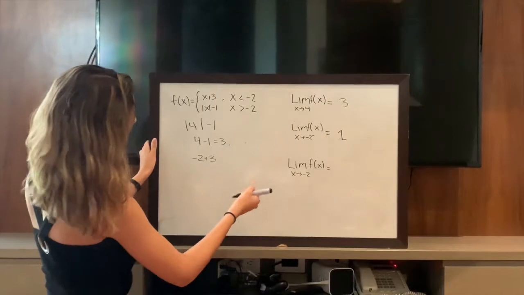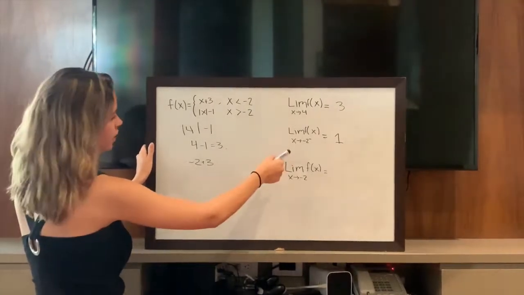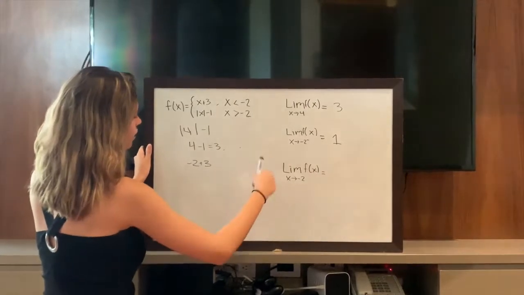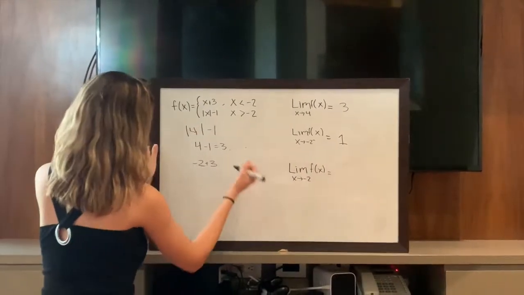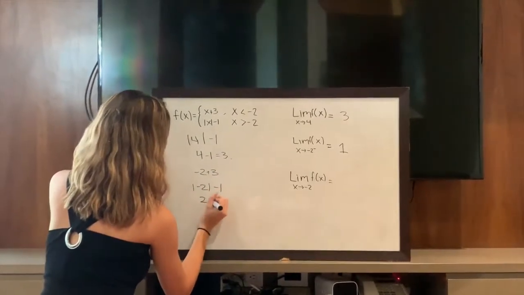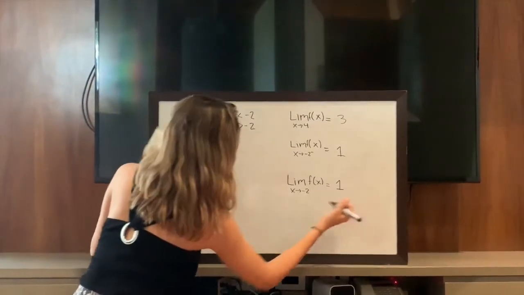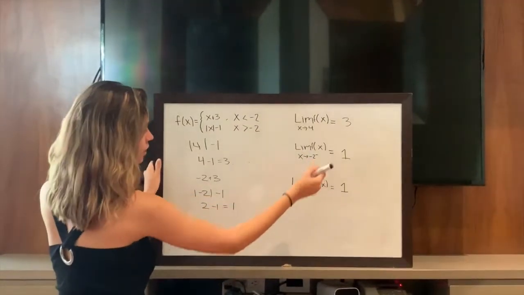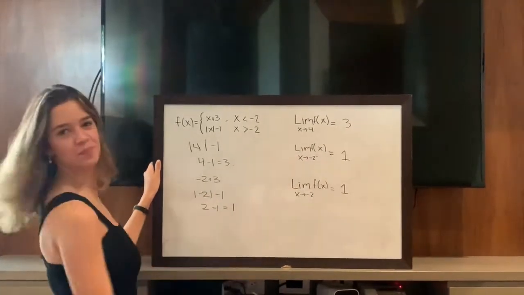And then for the limit of f of x approaching negative 2, we already know approaching on the negative side, it's 1. To find approaching on the positive side, we're going to use the second equation. And so absolute value of negative 2 minus 1 is 2 minus 1, which is equal to 1. And since it's the same as the negative side, then the limit of f of x approaching negative 2 is 1.